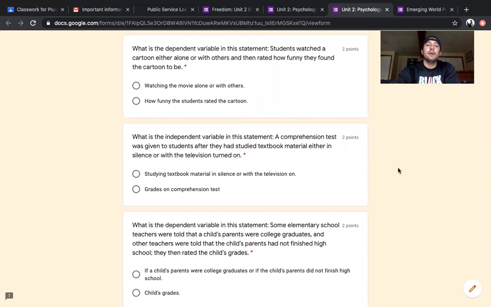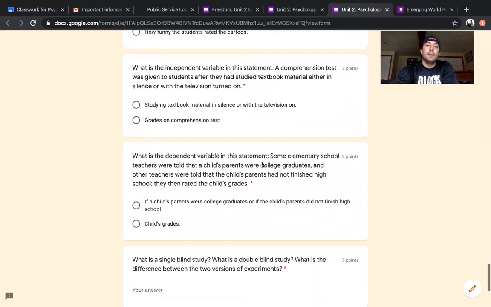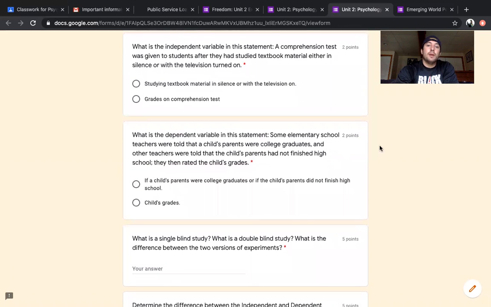So there you go. What is a dependent variable in the statement? Students watch the cartoon either alone or with others. So this is obviously how funny the students rated the cartoon. Result, remember, dependent. What is the independent variable in the statement? Comprehension test was given to students after they studied textbook material in either silence or television turned on. Silence or television on. It's changed independently depending on the two subjects, obviously.